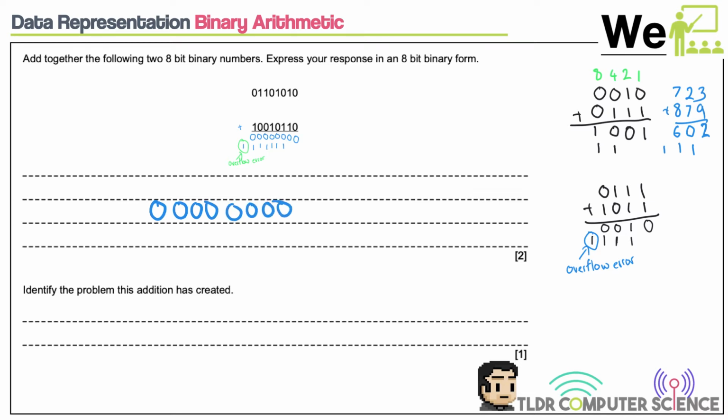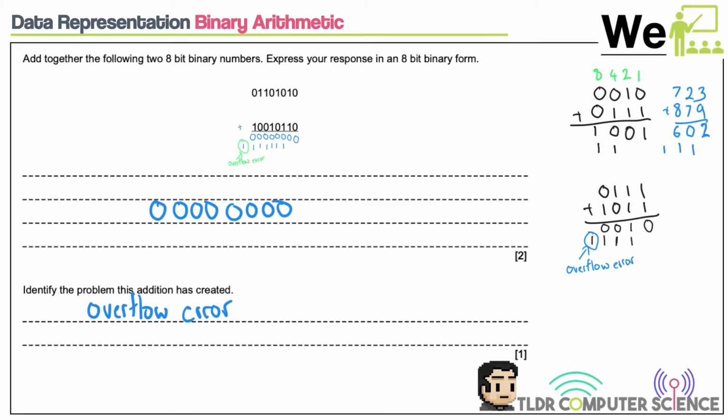So it's basically saying add these numbers together. What did you get? You got 0. We didn't actually get 0. We actually got the answer would be 256. Identify the problem this addition has created. What was the problem? An overflow error. Now this time it hasn't asked us how to solve it, but how to solve it is we'd add an additional bit.